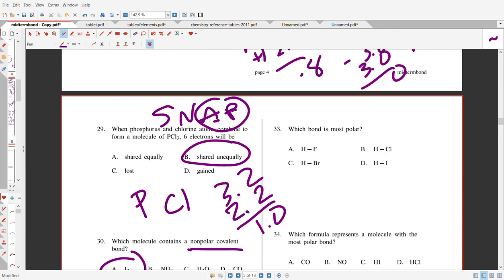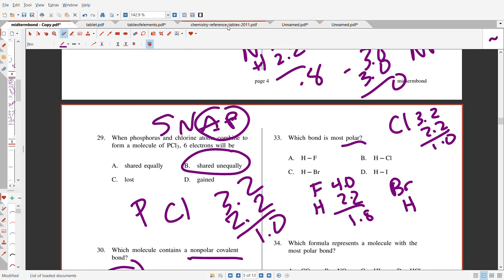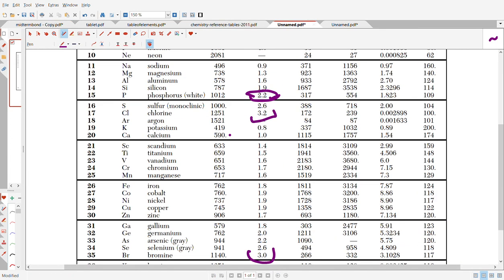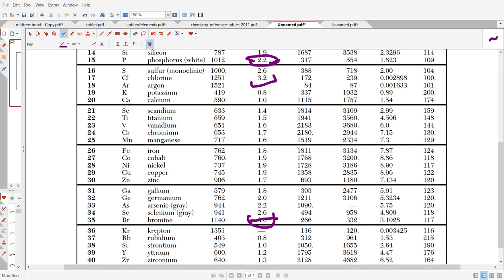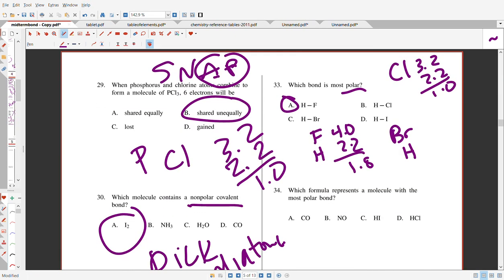Then, which is most polar? All right, well, now we have to look up electronegativity values. I know fluorine is 4.0. So when you take the difference here, you get 1.8. Now we need Br and H. The Cl I already know is 3.2 and 2.2, so this one's 1.0. And I'll just show you. I know the answer is going to be HF, but I'll just show you for Br. It's right here, 3.0. Oops, I kind of erased it. But we got the answer already. You would go through every choice, but I'm telling you it's HF to save time.